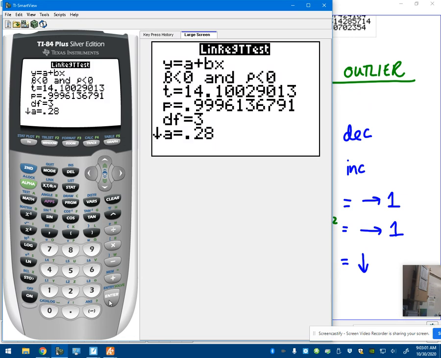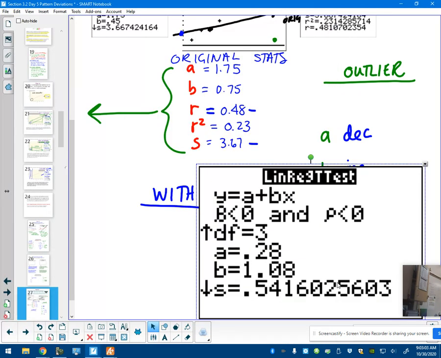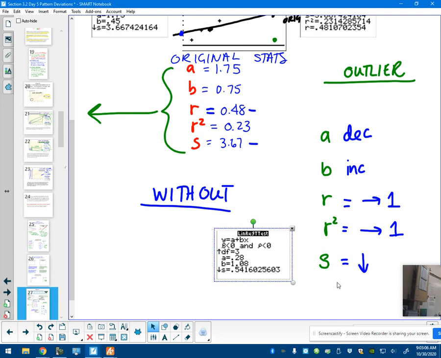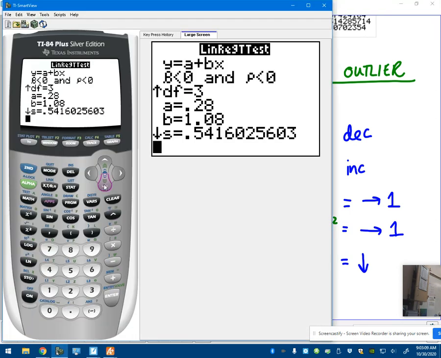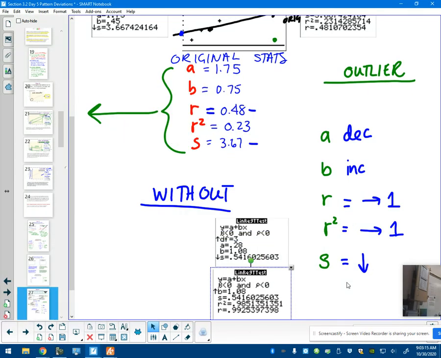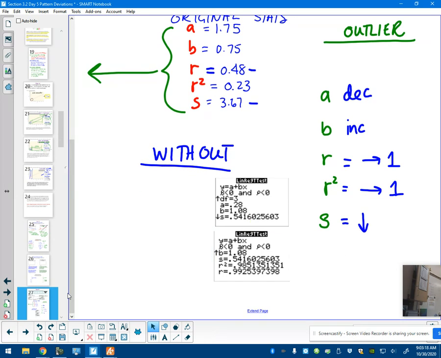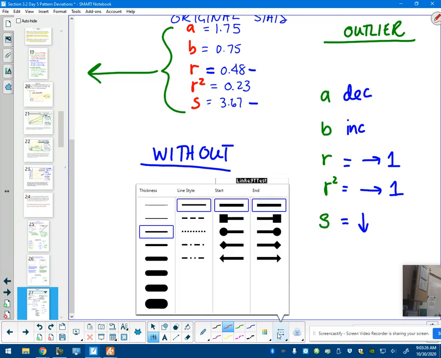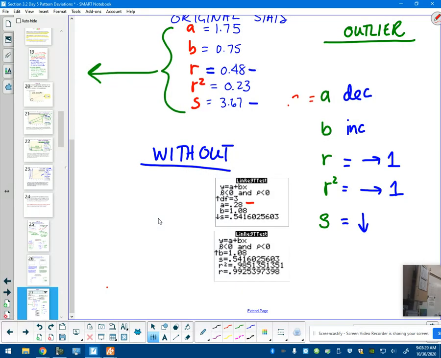All right, let's copy these things down. See if our instincts were correct. There's some of my new statistics. You guys don't have to copy them down. I'm just doing this for anybody that's missed, because this will be a sad day to miss. Okay, so let's see. What did A do? A used to be 1.75. It's now 0.28. So I want you to play secretary. This is now 0.28. It did decrease. Hip hooray, we were right. B used to be 0.75. It is now 1.08. It did increase. Yay, yay.